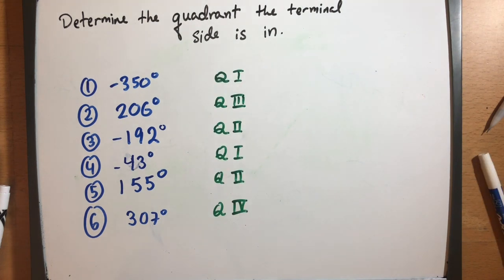And there you have it. These are the quadrants that the terminal sides would be in. So continue practicing this, and this should become very easy to do.